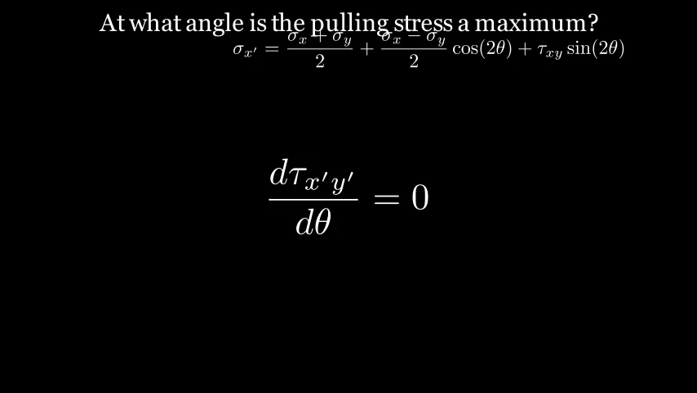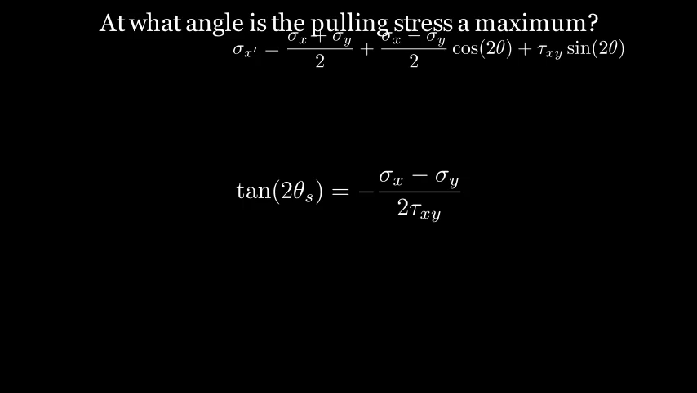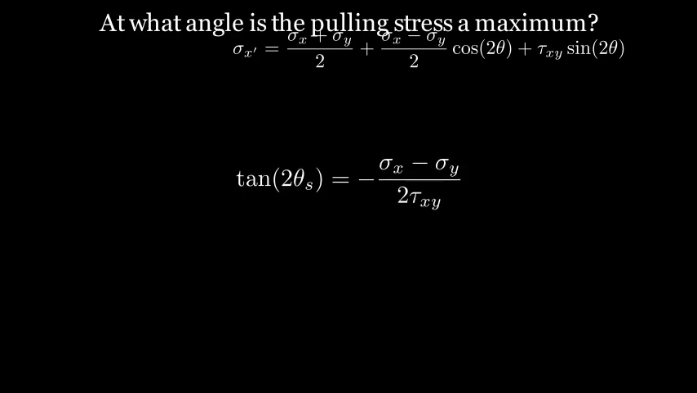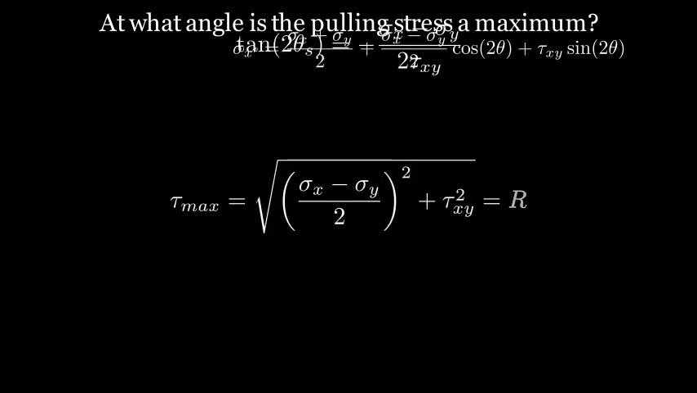Excellent! We found the maximum pulling stress. But what about the maximum shearing or sliding stress? The process is exactly the same. We take the transformation equation for shear stress, find its derivative with respect to theta, and set it to 0. After differentiating and simplifying, we get this expression for the angle of maximum shear, which we'll call theta s. This looks very similar to the angle we found for the principal stresses, but notice it's the negative reciprocal. If we plug this angle back into the shear stress equation, the magnitude we find for the maximum shear stress is simply our old friend r.